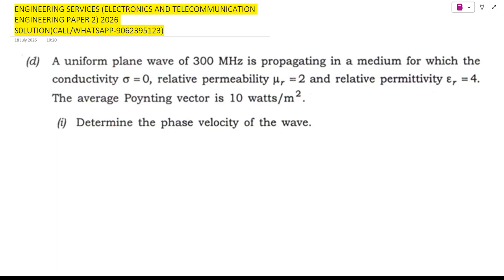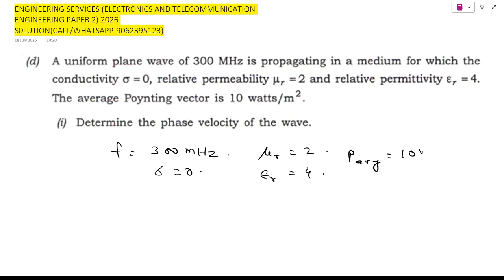We are given frequency f, this is 300 megahertz, and conductivity sigma, this is 0, and relative permeability mu r, this is 2, and relative permittivity epsilon r, this is 4, and the average Poynting vector, this is 10, right? Now ask yourself which of these quantities actually affect the phase velocity. The answer is only the permeability and permittivity. Notice that the Poynting vector is not required for this part of the question, right?